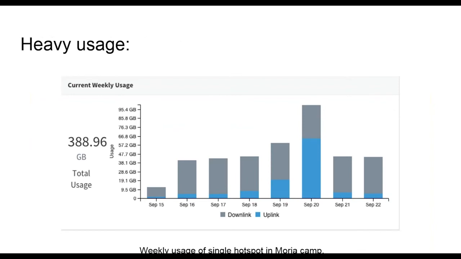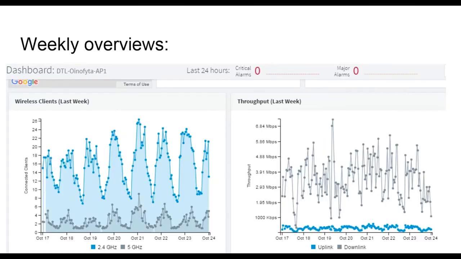This gives you an idea of the usage. For instance, this is a single hotspot in Moria camp, from just under 2 months ago. Total usage on a single hotspot in that week was 388 gigabytes. We had 4 of those in the camp, and they're all getting fairly much equal usage. You can see some days it peaks, it goes up and down a bit, but it gives you an idea about the amount of data, the demand on the network. Kind of a weekly overview.